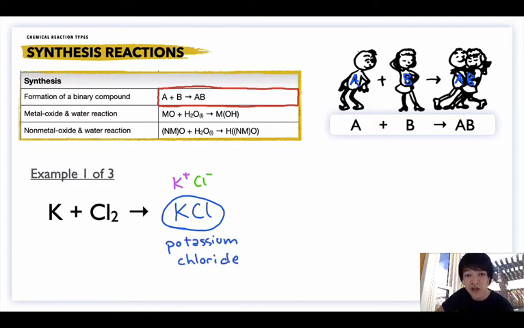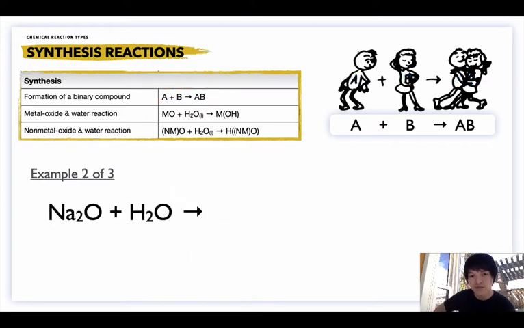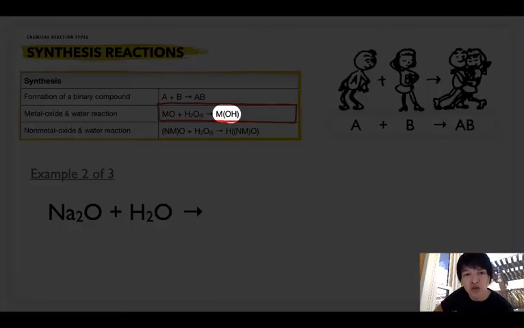All right, let's move on to our second example. Here we have sodium oxide reacting with water. Okay, this is one of the synthesis reactions that contains water, but which one is it? Well, is sodium oxide a metal oxide or a non-metal oxide? Since sodium is a metal element, this must be a metal oxide and water reaction. So for a metal oxide and water reaction, the product should be a metal hydroxide.